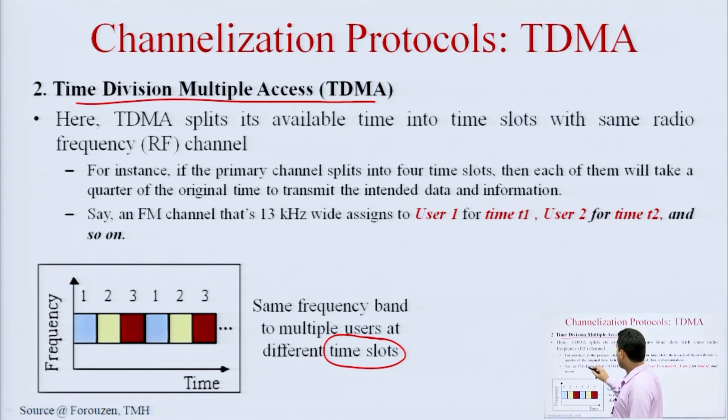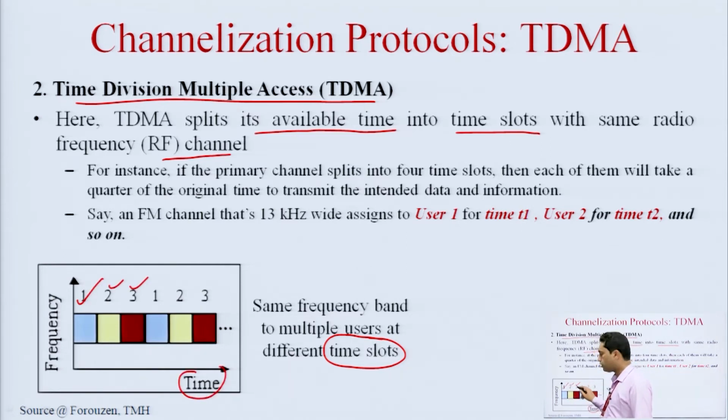Here in TDMA, the available time is divided into time slots with the same radio frequency, meaning the frequency is the same. We are not altering the frequency; the range is the same, but we are dividing the time slots. You can see here, this is faculty 1, faculty 2, faculty 3. Suppose now we repeat it: faculty 1, faculty 2, faculty 3. Similarly, in the case of users, the frequency band is the same, the primary channel splits into 4 time slots; the frequency is the same, just the time slots are divided. Okay.